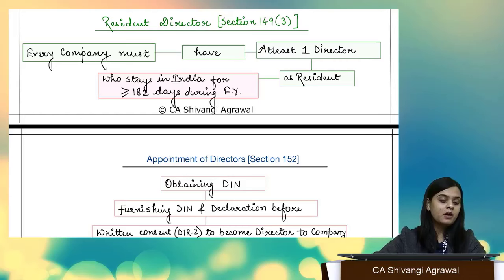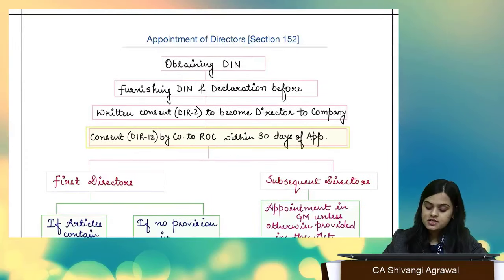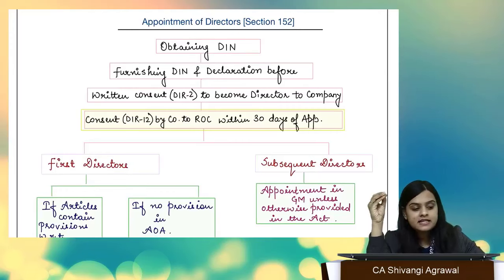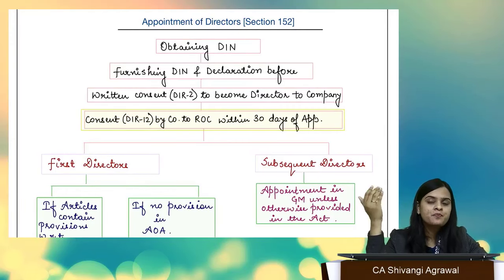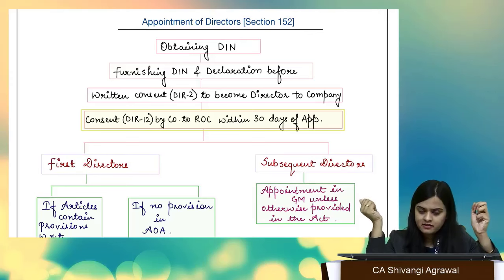Now we are talking about the appointment of directors. How are the directors going to be appointed? See, the directors are to be appointed by members, by shareholders in general meeting. That is what section 152 tells us, right? However, in certain cases it can be appointed by the board of directors also. It can be appointed by NCLT also, and it can be appointed otherwise also. So we will discuss how we can appoint the directors.